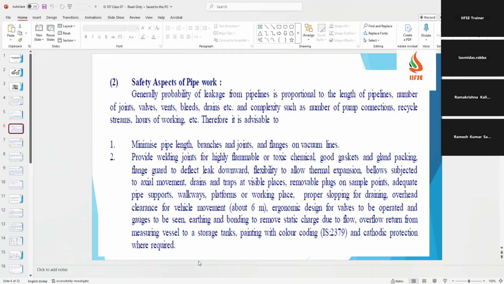And also overflow written from the measuring vessels to the storage tanks, painting with color coding of IS2379. This also we have seen on cathodic protection wherever it is required. Okay, the cathodic protection to avoid the corrosion.